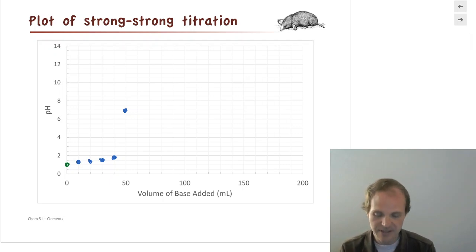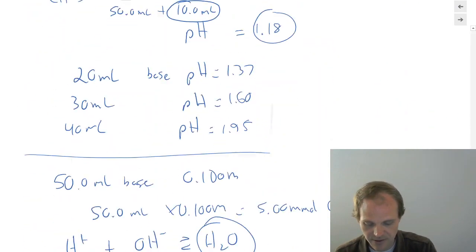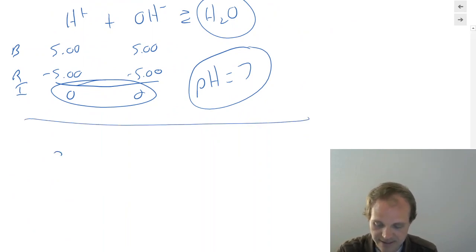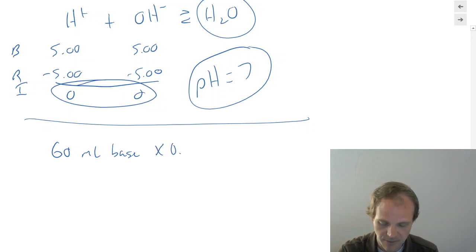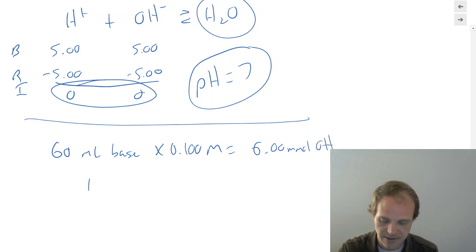And we could calculate the pH at any point from 40 to 50. We're just not going to do it, but you'd actually get right answers. You go from 40 to 50, you're going to get the right answer every time. All right, so at 50 milliliters, we had a pH of 7. What about at 60 milliliters? 60 milliliters of base times 0.100 molar is going to be 6.0 millimoles of base. We're going to write this out again.